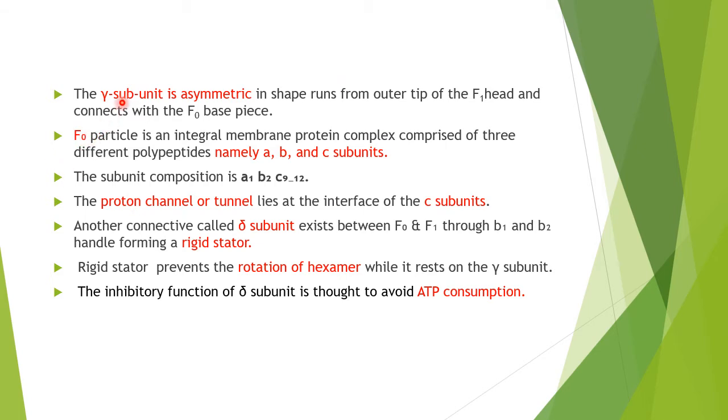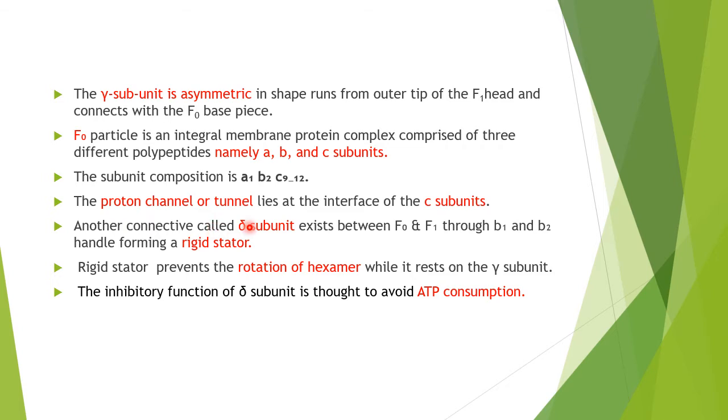But here is one thing: the central subunit, which is called the gamma subunit, is asymmetric in shape, runs from the outer tip of the F1 head and connects with the F0 base piece. The F0 particle, as I said, is an integral membrane protein complex comprised of three different polypeptides, namely A, B, and C subunits. The subunit composition is A is 1, B are 2, and C can be from 9 to 12, or the number can vary. These subunits are responsible for the formation of a proton channel or tunnel.